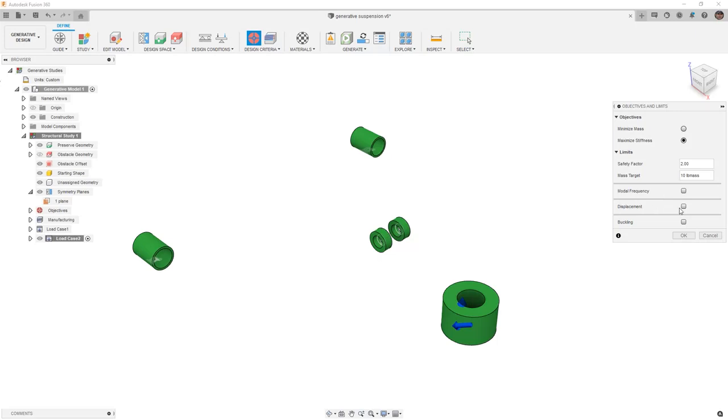Next is displacement. If we had a minimum local or global displacement in certain directions, for example, if X and Y are not important to us, but we need to minimize the amount of displacement that happens in the Z direction where most of the loading is taking place, then we can enter a value here, and it's going to factor that in when it's looking at maximizing stiffness. So displacement is another metric that we're going to get, regardless of if we set it up as one of our objectives or limits.